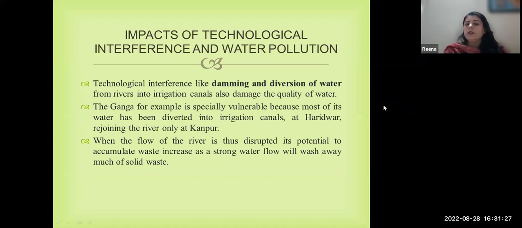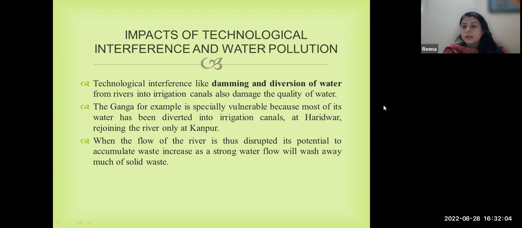So when the flow of a river is disrupted, its potential to accumulate waste increases. That is a natural phenomenon. Earlier, rivers had natural, undisrupted flow, so they had this rejuvenating capacity. There were no STPs or ETPs on the banks of these rivers, but still their water was clear. Their water quality was ensured because their natural rejuvenation capacity was more than the pollution that was being generated.